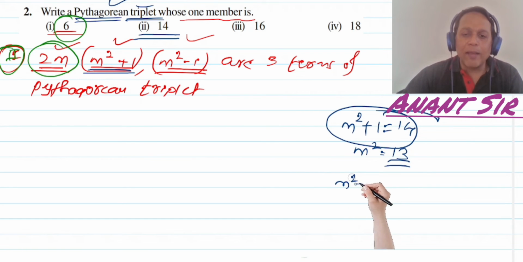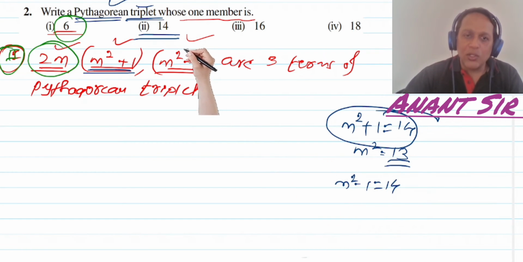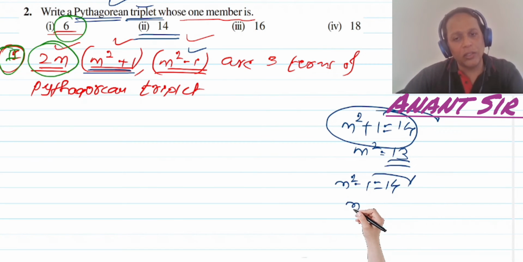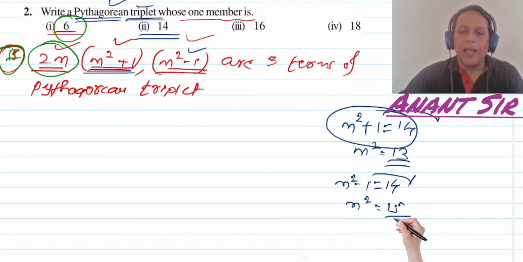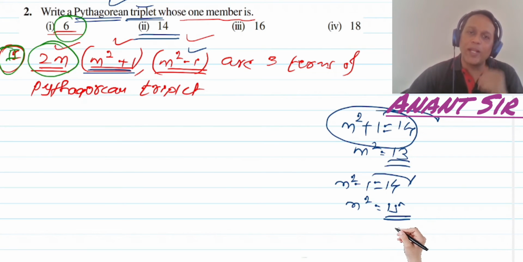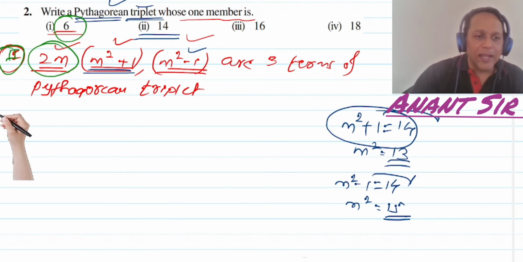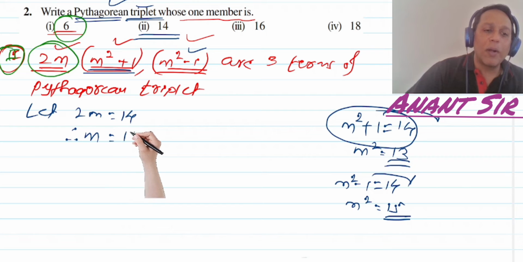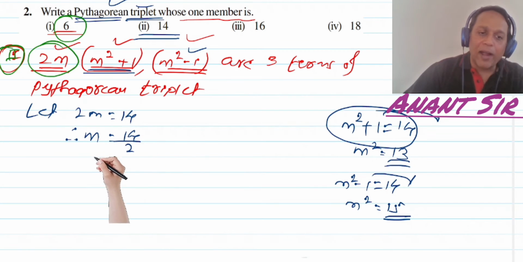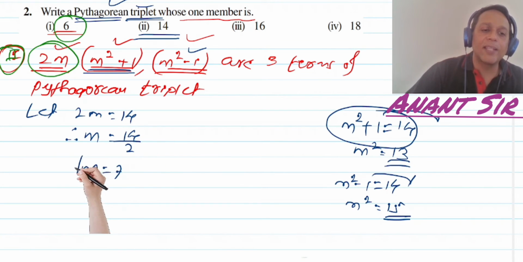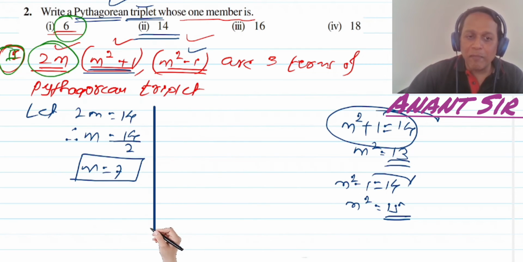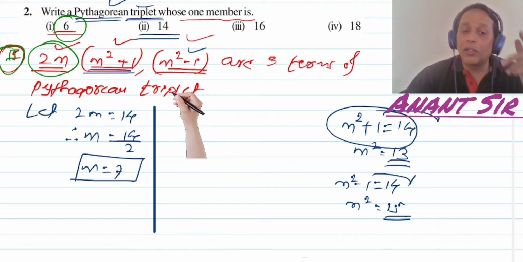Now can we take m square minus 1 as 14? This third term. If we take it, then minus 1 will go to the other side, it will become plus. Again, 15 is not a square of any integer. So that means we have to take 2m equal to 14. So now multiply by 2 will become divide here and we will get the answer as m equal to 7.